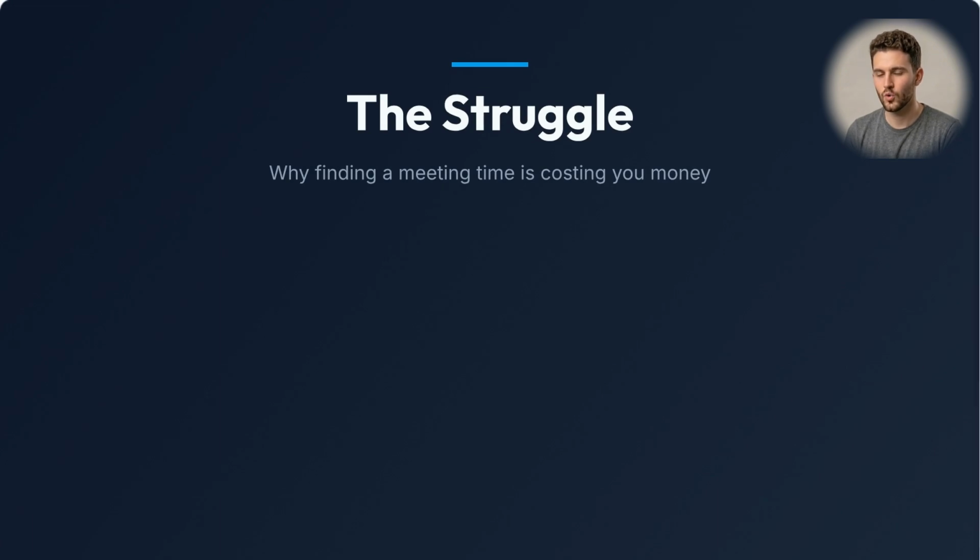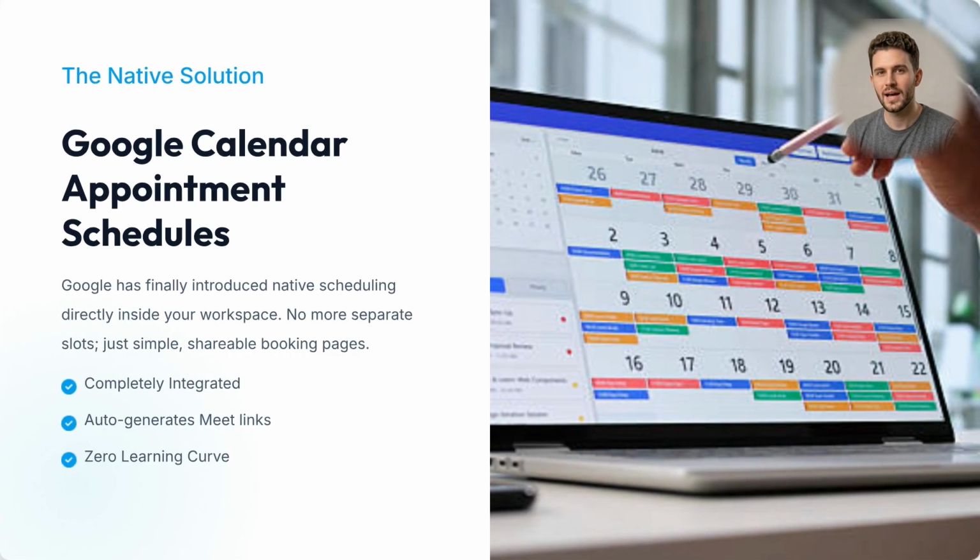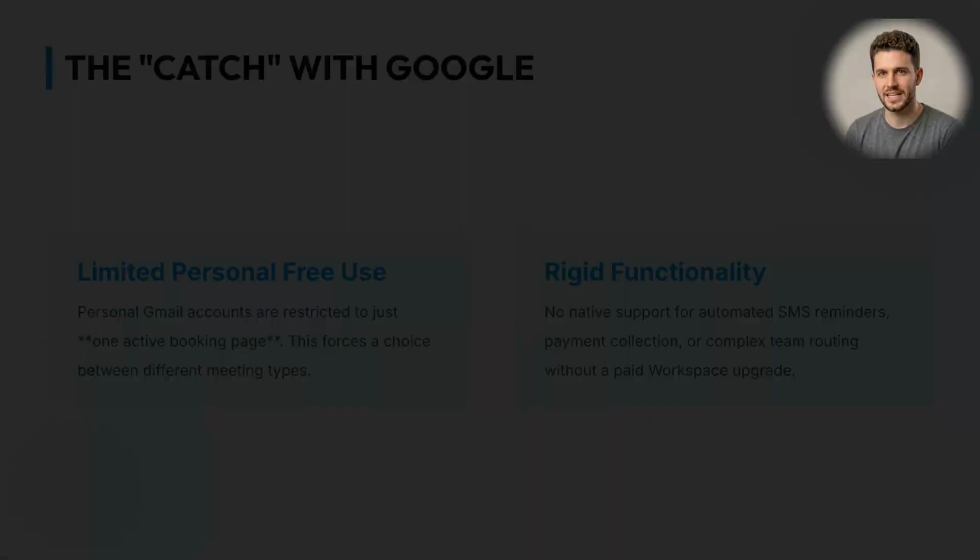In the past, Google was only good for managing your own time, but now they have rolled out a native feature called appointment schedules. This allows you to create a shareable booking link directly inside your calendar. It is incredibly simple, requires zero learning curve, and automatically generates Google Meet links. However, there is a catch.